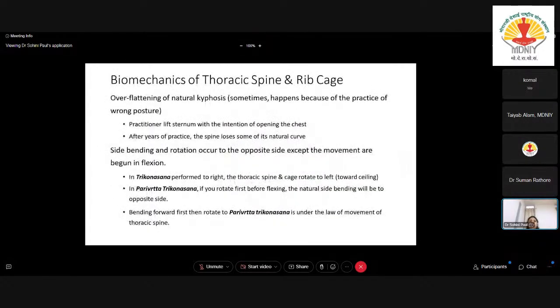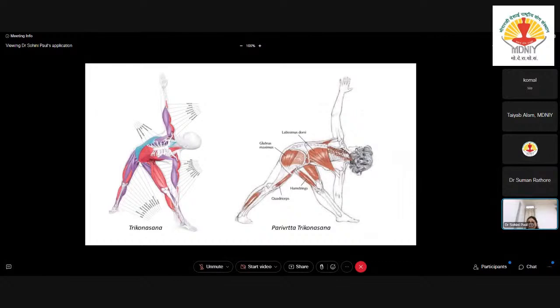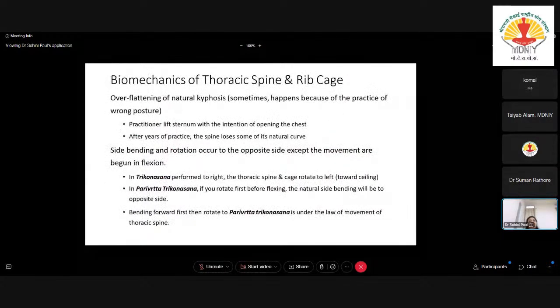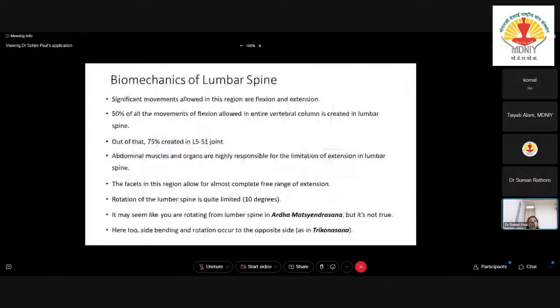I'll not go into these details because time is quite short, and I think I need to finish. If we had more time, we could have discussed in more detail these asanas, and also the major muscles which are involved for each. Because for this we have to have knowledge about various aspects. Like you can see, we have to understand the biomechanics of your spine, the biomechanics of your lumbar spine, your thoracic spine.